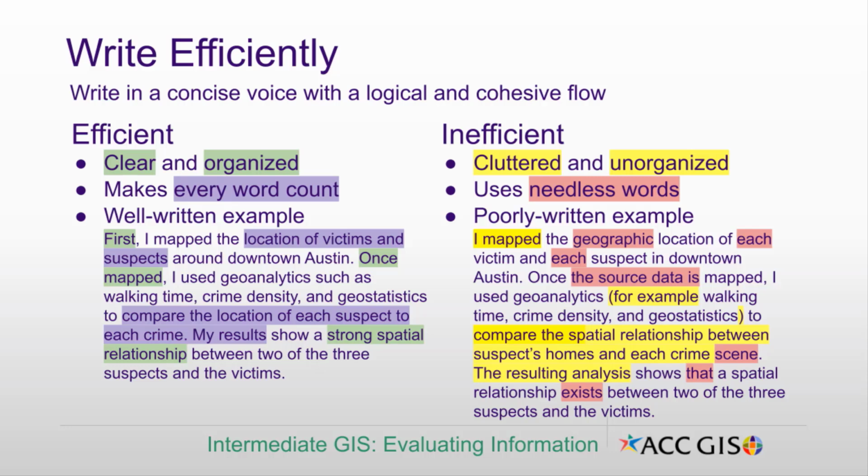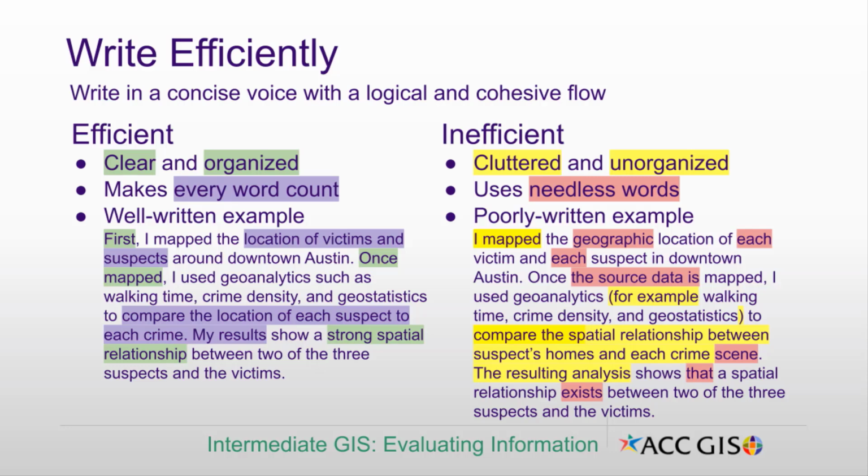In the middle of the poorly written example, I use a big parenthetical, for example, walking time, crime density, and geostatistics. This really takes away from the impact of this paragraph. And at the end of the poorly written example, I state to compare the spatial relationship between the suspect's homes and each crime. Now, it's not a terrible sentence, but it can be stated in a much more succinct and clear voice. In the well-written example, I say, compare the location of each suspect to each crime.